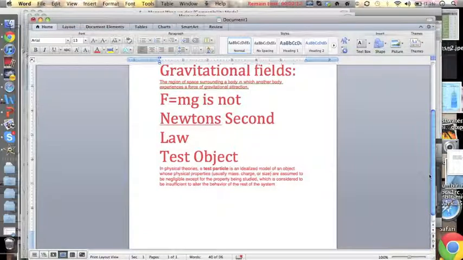Also, I talked about test objects but never explained what they are, and it's good to know for all physics. A test particle is pretty much an idealized model of an object whose physical properties are assumed to be negligible, except for the property being studied. So it's just an idealized model.